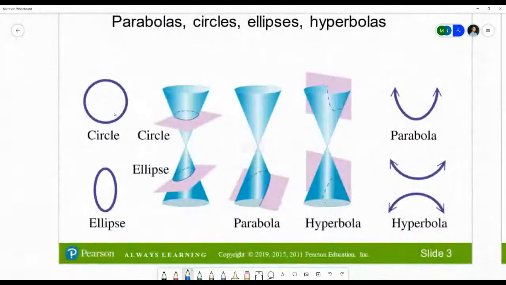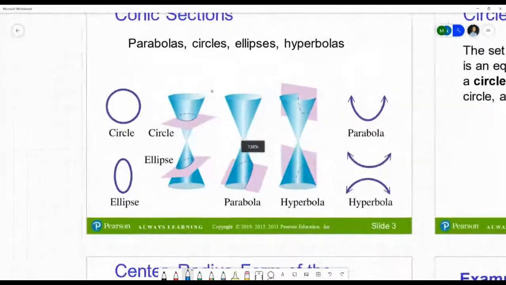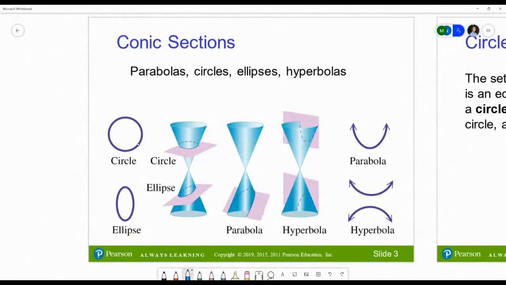So here we have a circle, and conic section basically comes from cutting these two inverted cones. So if you just slice the cone, you get a circle. If you slice it at an angle, you get an ellipse. If you keep increasing that angle, you get a parabola. If you go vertically on that cone, you get a hyperbola.